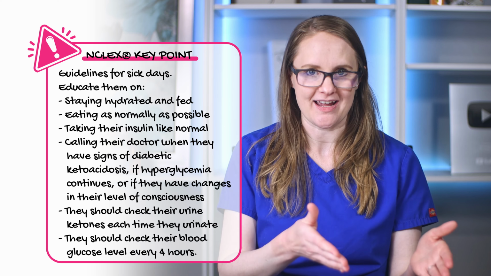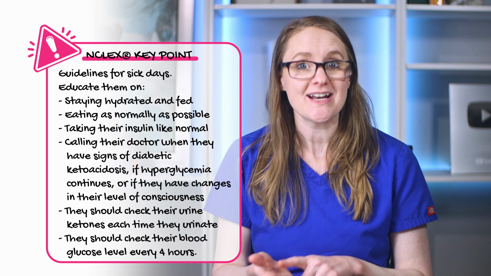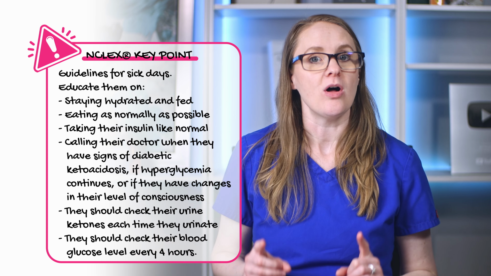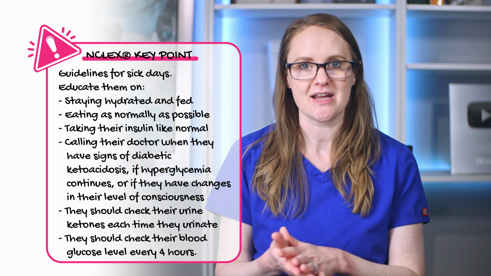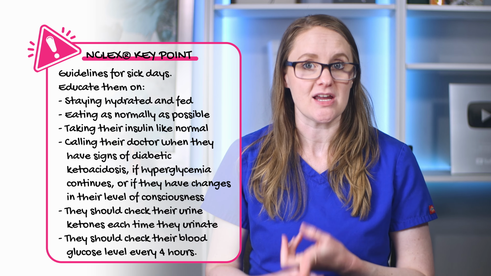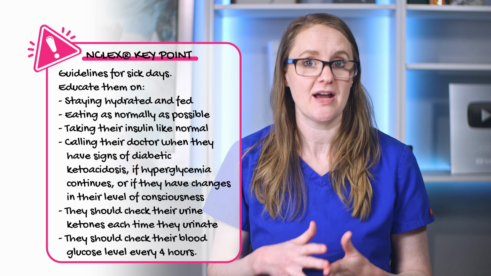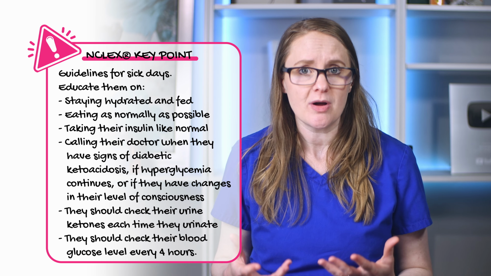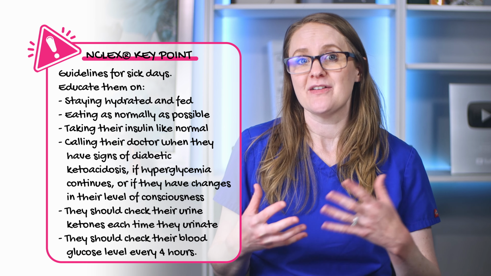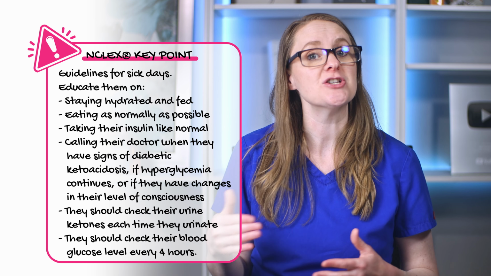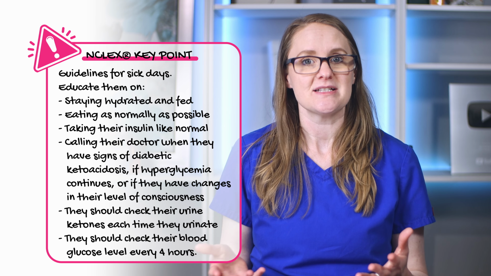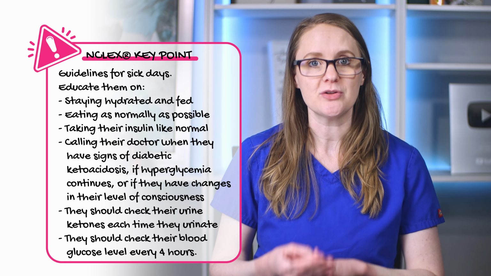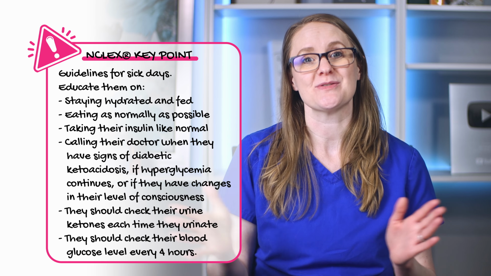So if the patient is sick, you'll educate them on staying hydrated and fed, eating as normally as possible, taking their insulin like normal, and calling their doctor when they have signs of diabetic ketoacidosis, things like moderate or high ketones in the urine. And if their breath has a fruity odor, if they have fast and deep respirations called Kussmaul respirations, and if hyperglycemia continues or if they have changes in their level of consciousness. And they should check their urine ketones each time they urinate and check their blood glucose level every 4 hours. That's a big, big deal.